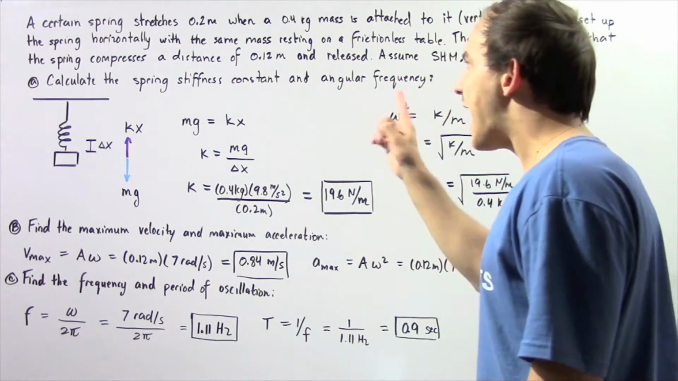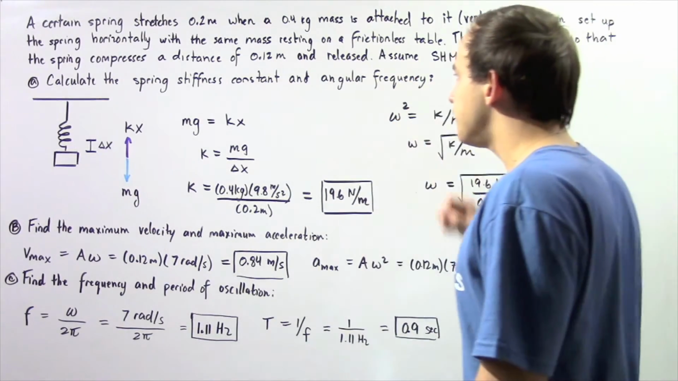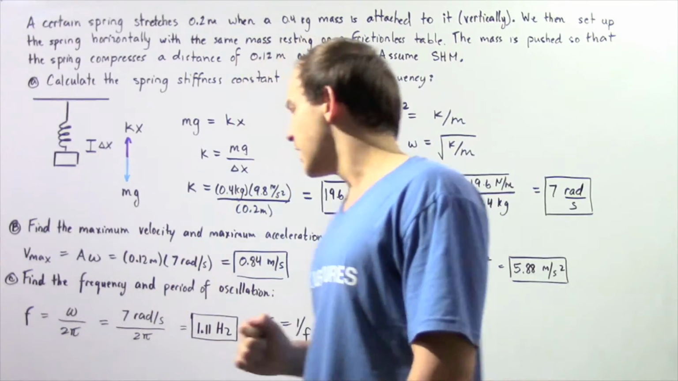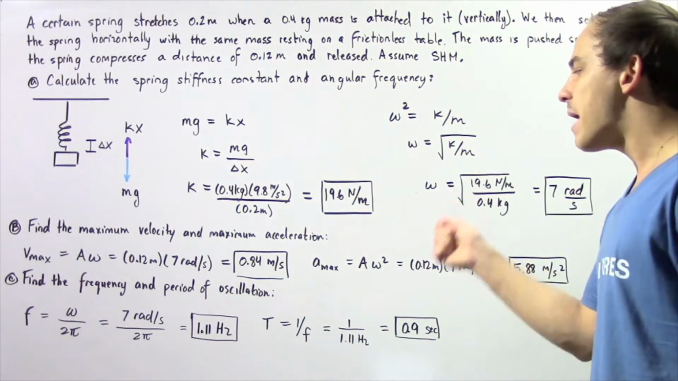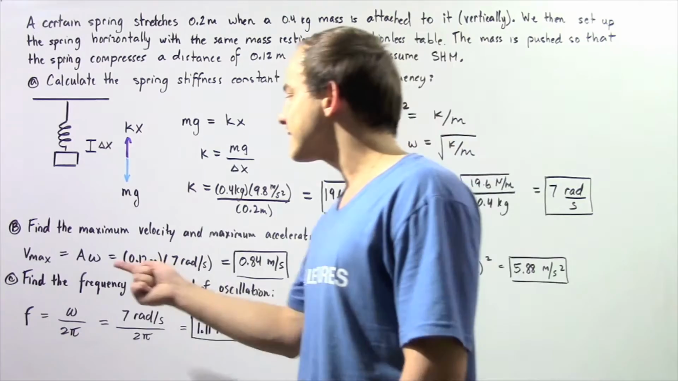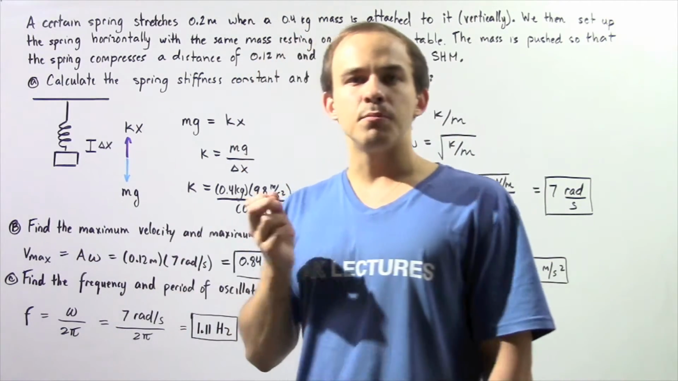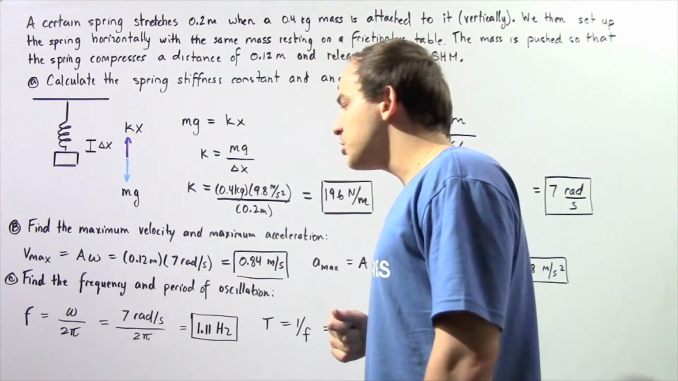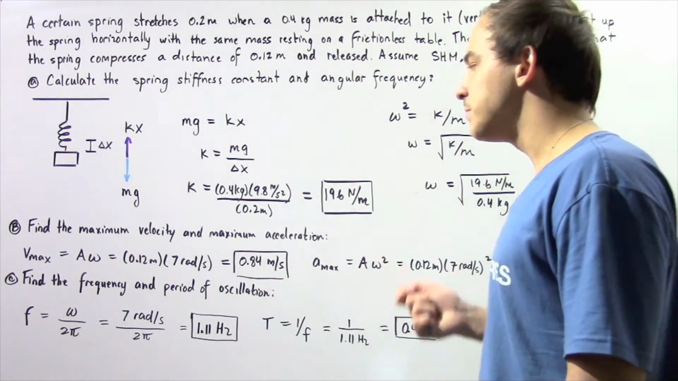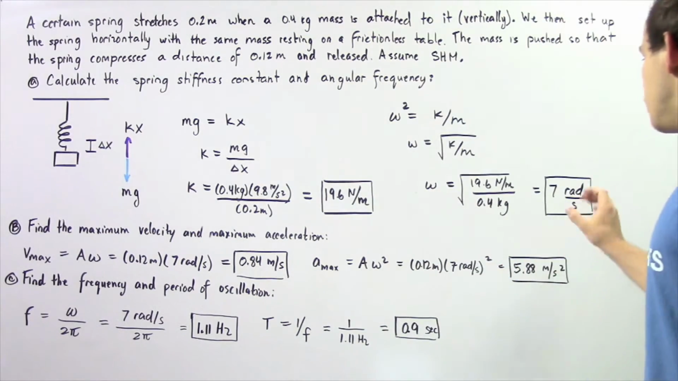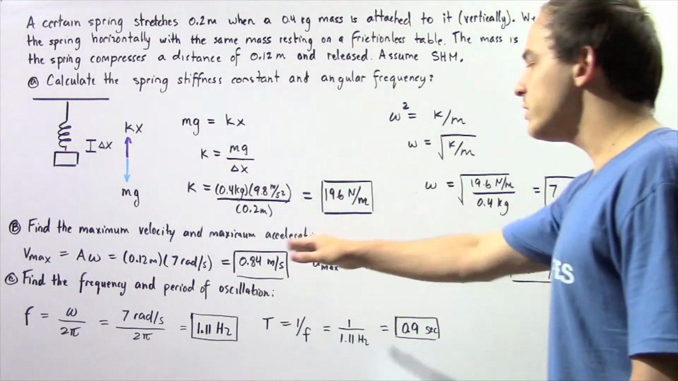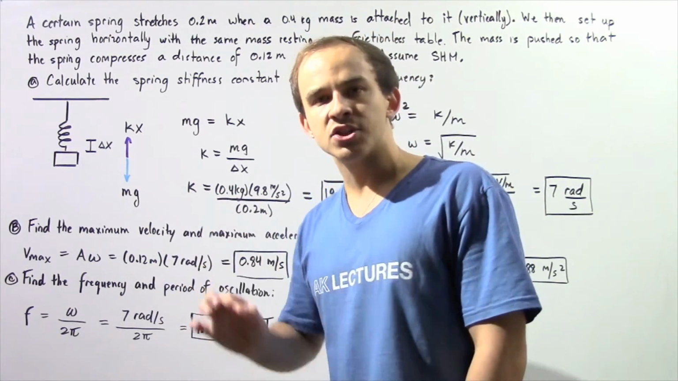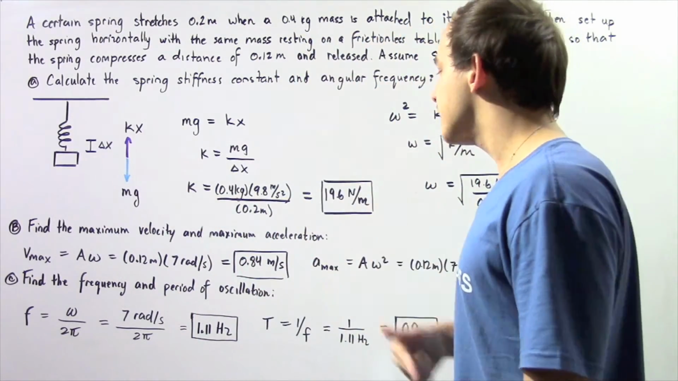Now, knowing the amplitude and knowing our angular frequency, we can calculate our Vmax, the maximum velocity, and Amax, our maximum acceleration. So Vmax is given by simply taking the product of the amplitude and the angular frequency. So 0.12 meters, our amplitude, multiplied by our angular frequency, which we obtained in part A, and we get 0.84 meters per second is the maximum velocity reached by our oscillating object.